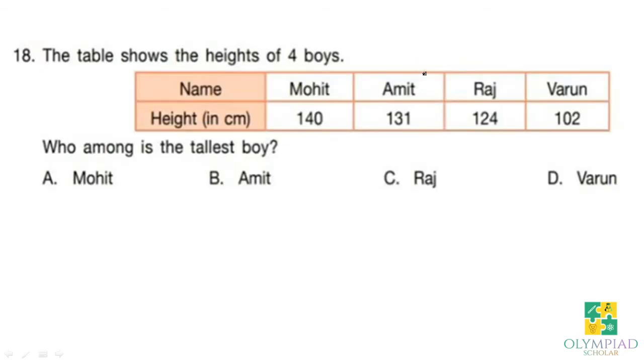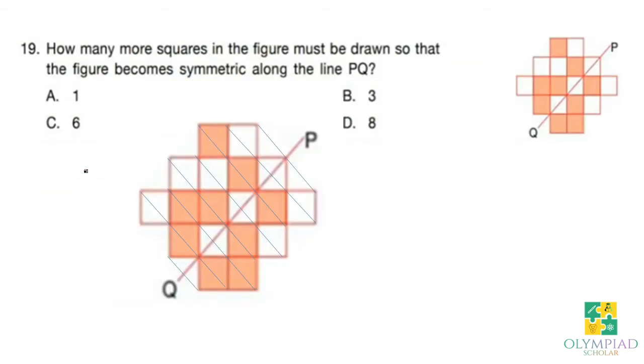The table shows the height of 4 boys. So Mohit is 140 centimeters, Amit 131, Raj is 124, and Barun is 102 centimeters tall. So who amongst all is the tallest boy? The tallest boy means the highest number value. So it is 140. Yes, 140, it is the height of Mohit.